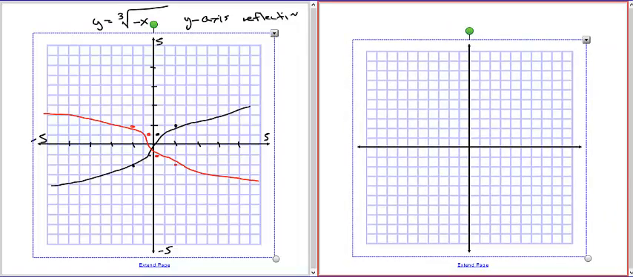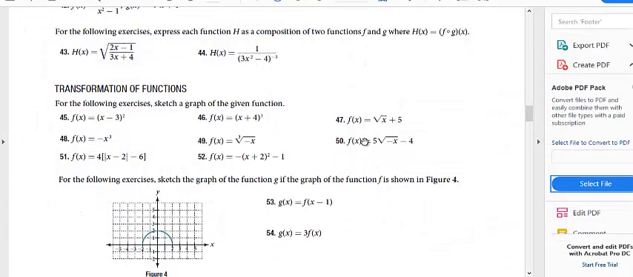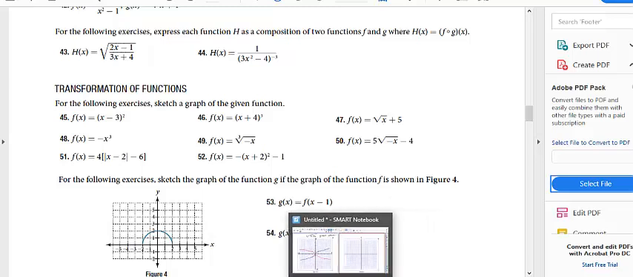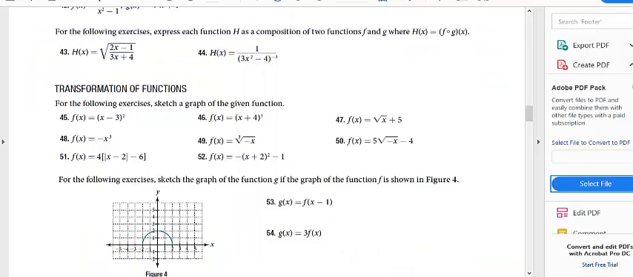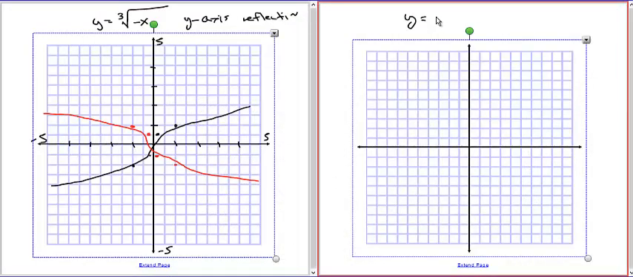Okay, and the last one here is 5 times the square root of negative x minus 4. So this one's kind of complicated. We may not get it exactly right, but at least we can draw it relative to the parent function.